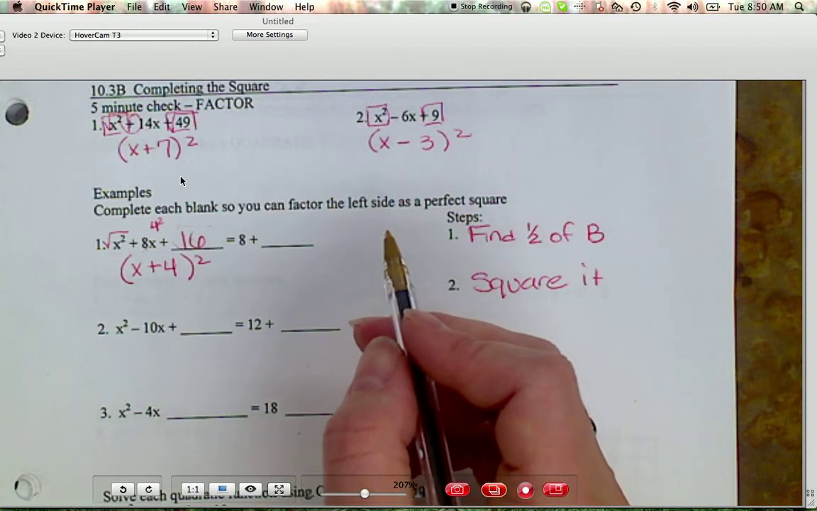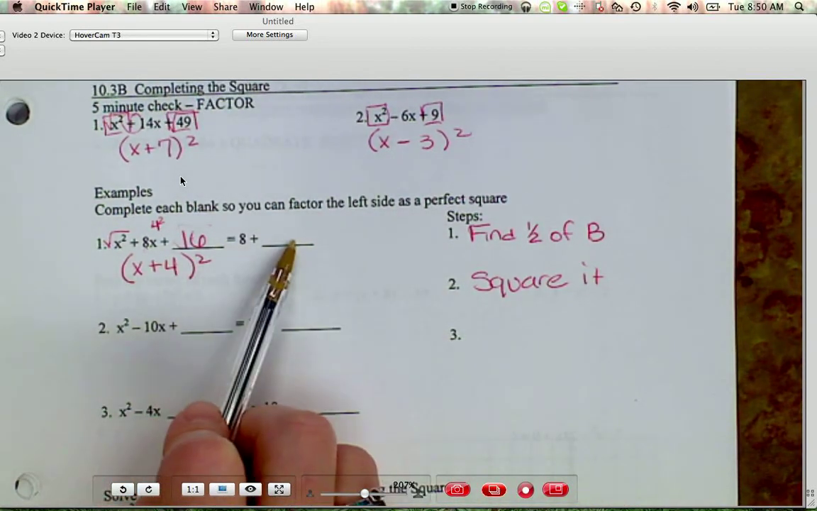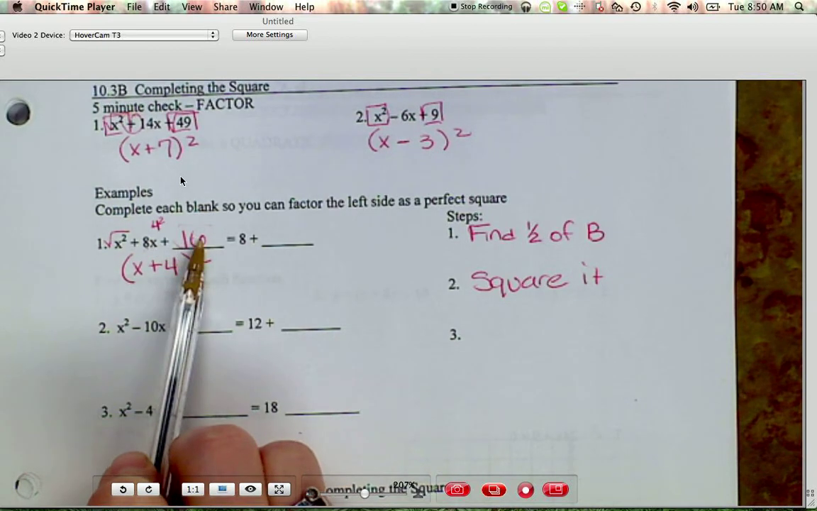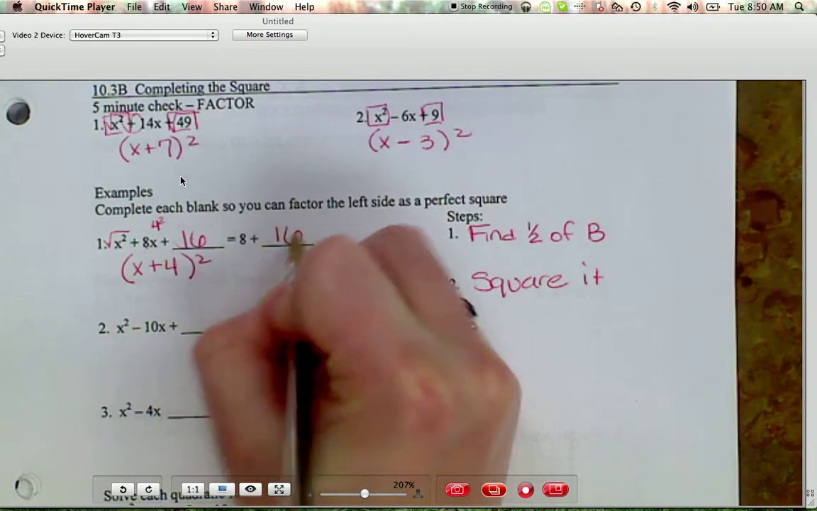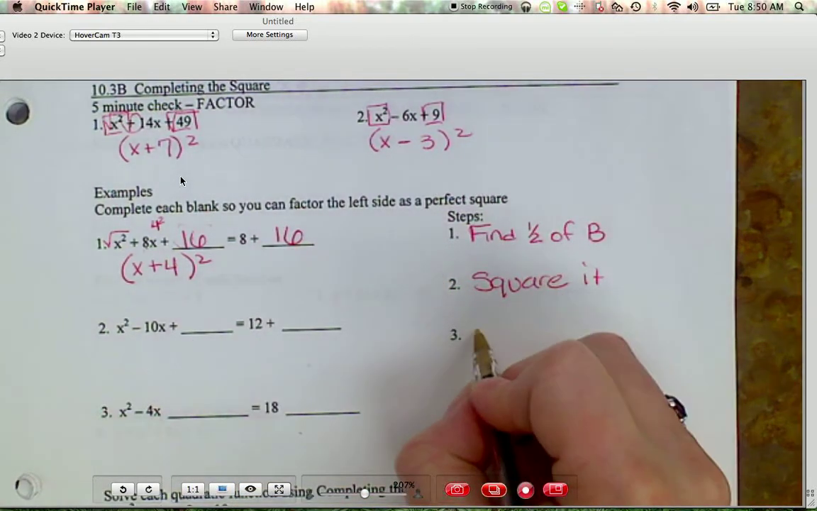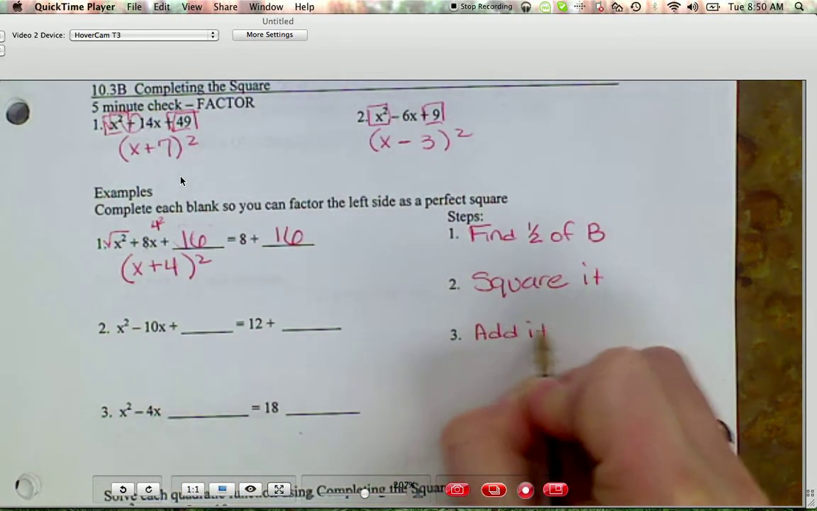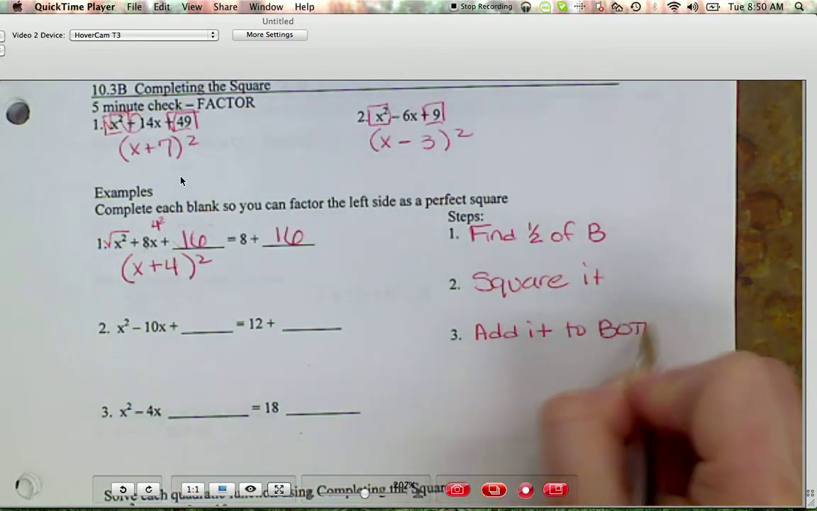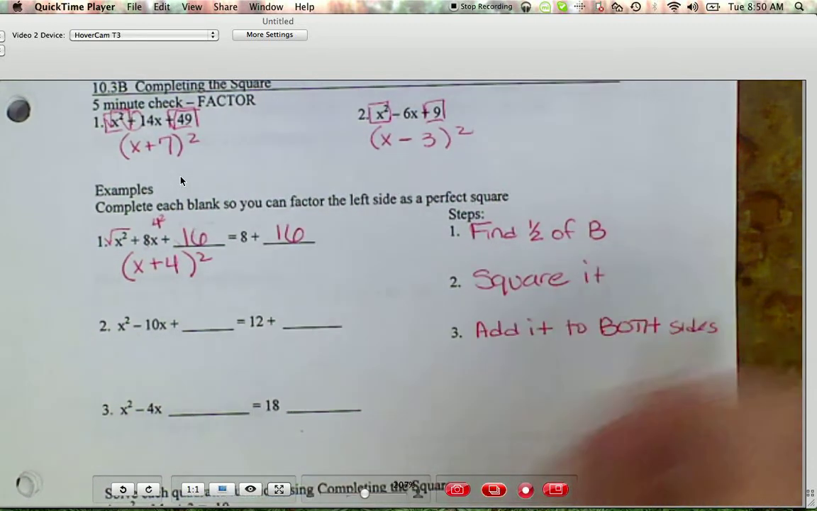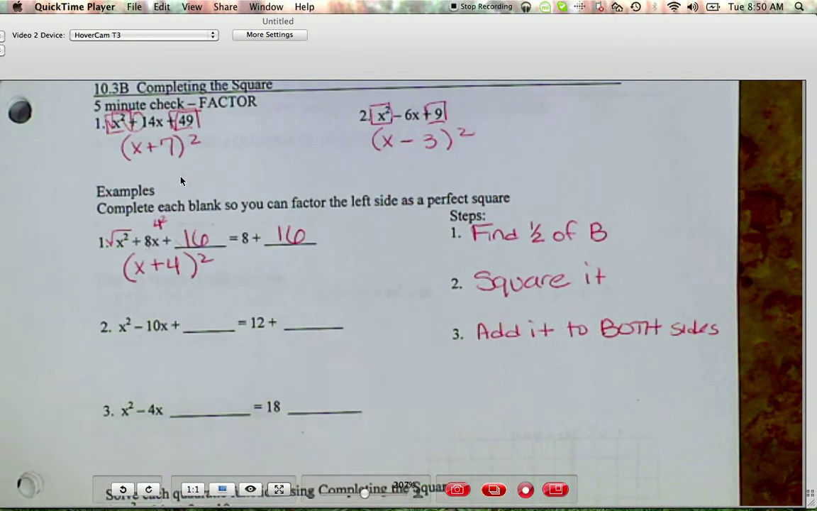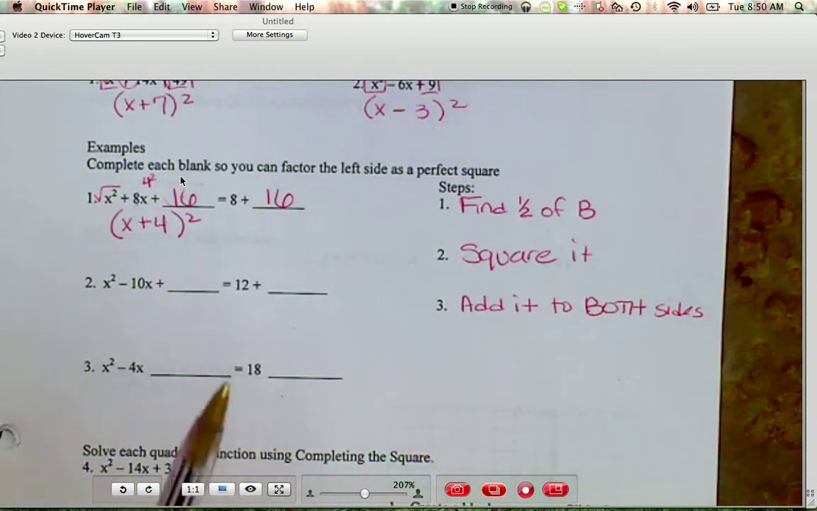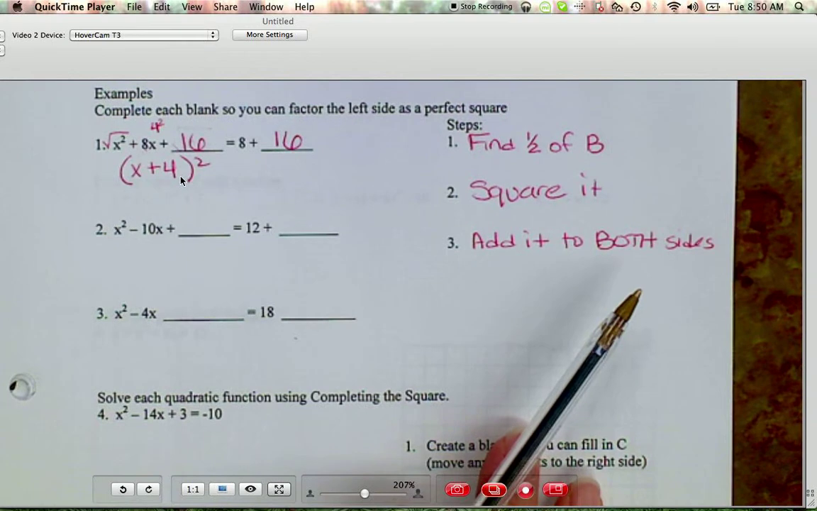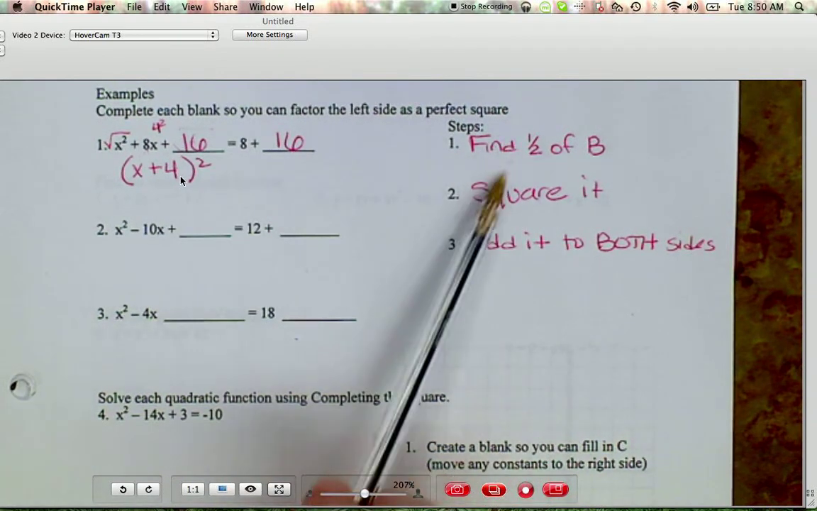The other thing we want to remember, since we're dealing with equations, if we add 16 to the left side of the equal sign, we have to automatically add 16 to both sides. So the third step is to be sure that you add it to both sides of the equation. If you don't do this step, then it will throw the whole equation off. So even if you do this wonderfully, you forget to add it to this side as well, you still won't get the correct answer. So we're going to just practice that a couple times.